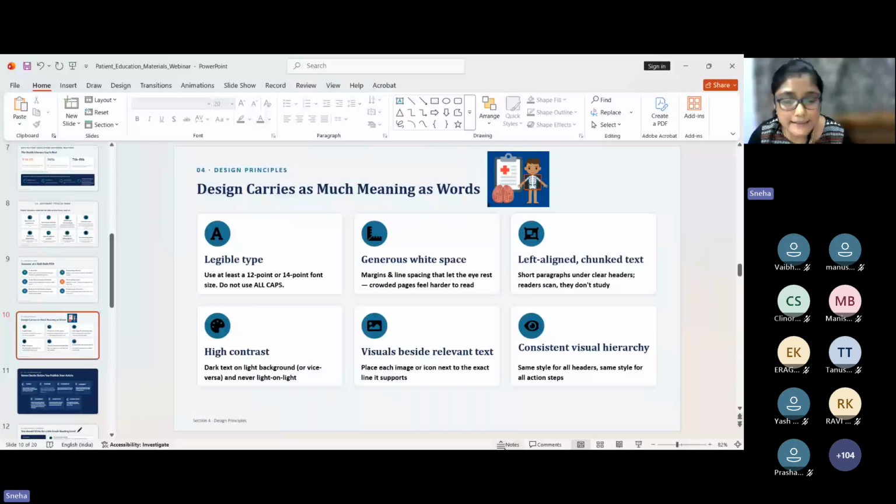Visuals beside relevant text. You can place each image or icon next to the exact line it supports. And consistent visual hierarchy. Same style for all headers, same style for all action steps. Whatever font you're using, whether you're italicizing or bolding your headers, you will use it consistently throughout your article. The visual hierarchy should be consistent throughout. So this is the design, which matters a lot along with your content.